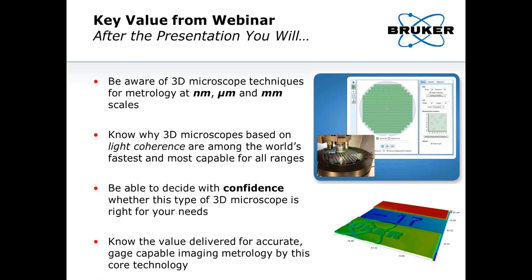After the presentation, I'm hopeful that you'll be aware of some of the different 3D microscope techniques, and looking at metrology at all these different spatial scales or vertical scales as well: nanometer, micron, and millimeter scales. I'd like people to understand why 3D microscopes based on light coherence or coherence scanning systems and interference are among the world's fastest and most capable.